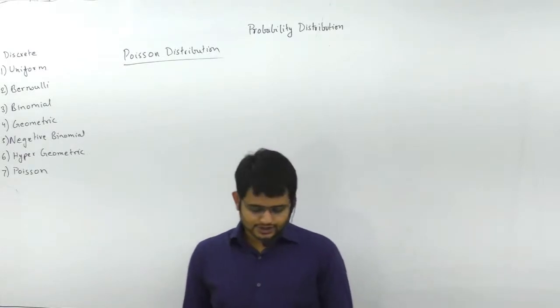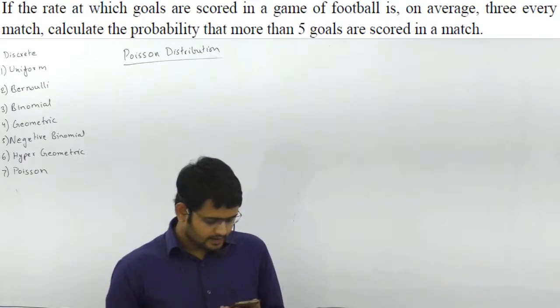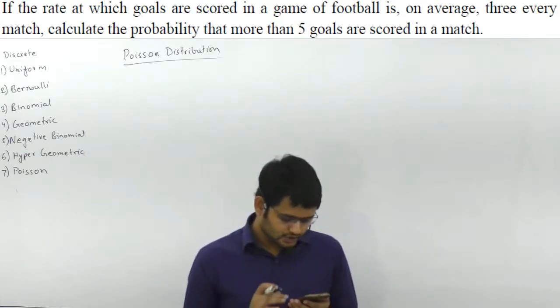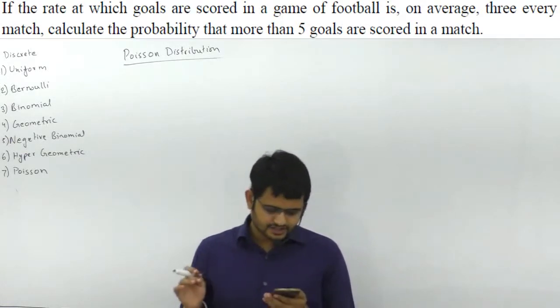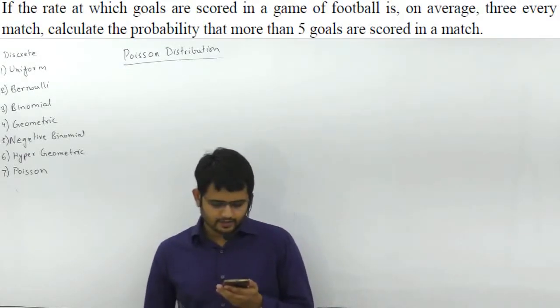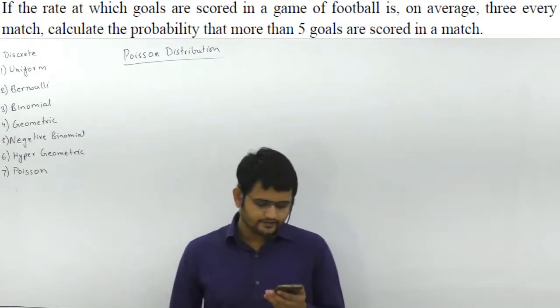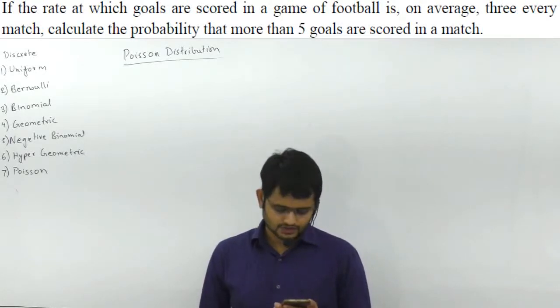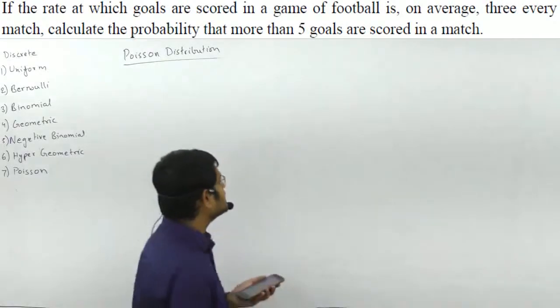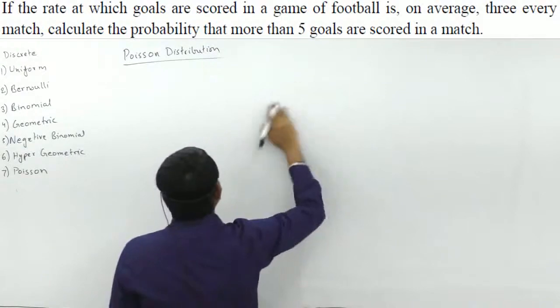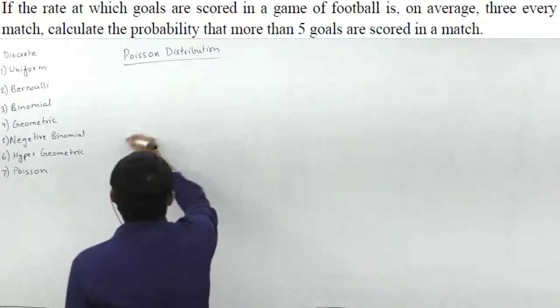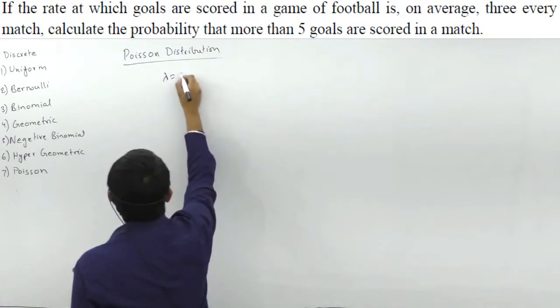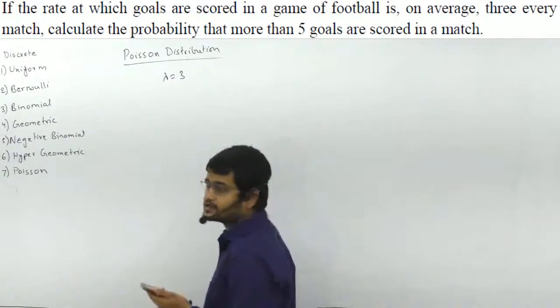Let's solve a few questions. If the rate at which goals are scored in a game of football is on average 3 every match, calculate the probability that more than 5 goals are scored in a match. Now here they have mentioned the rate at which goals are scored in a match. So our lambda is equal to 3 per match.